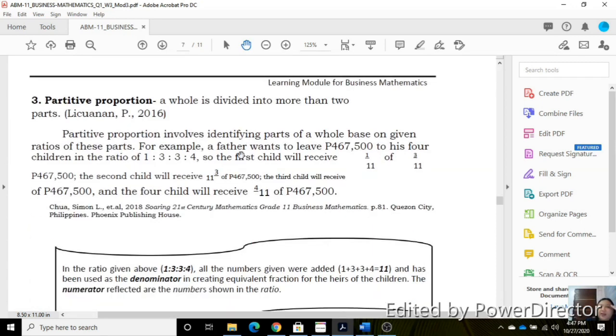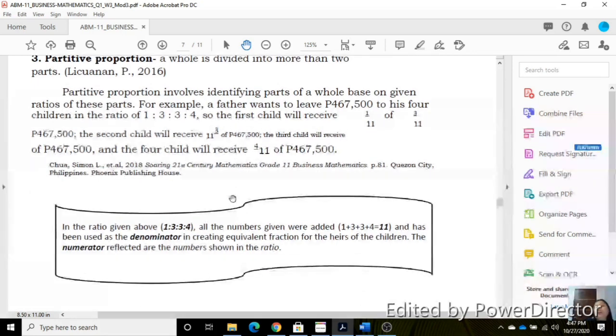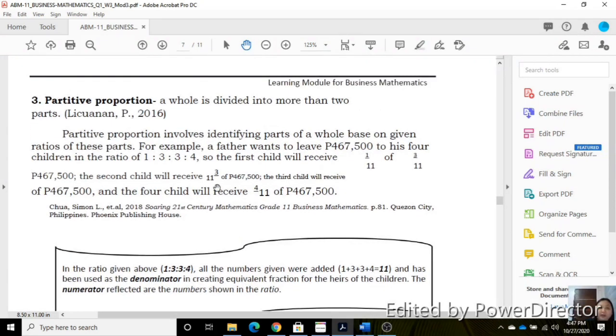Okay, so next naman is the partitive proportion. Okay, a whole is divided into more than 2 parts. Sabi dito, partitive proportion involves identifying parts of a whole based on given ratios of these parts.